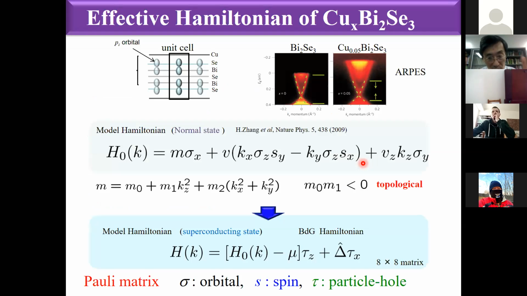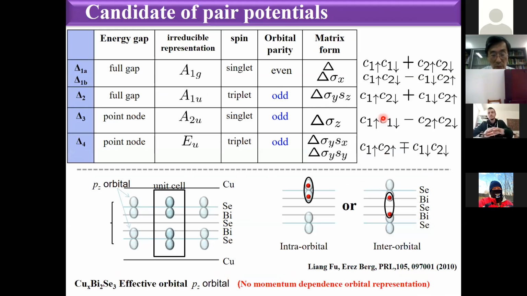For this purpose, we must consider the bulk Hamiltonian, the minimal Hamiltonian of a topological insulator. So we must prepare two orbitals like that, and also the spin degree of freedom and particle-hole space. So we must treat an 8 by 8 matrix. But there is an interesting material, so-called copper-doped bismuth selenide, Cu-doped Bi2Se3. As regards this pair potential, Liang Fu and Berg proposed a very interesting model.